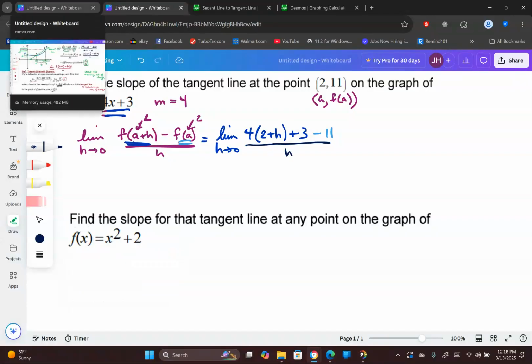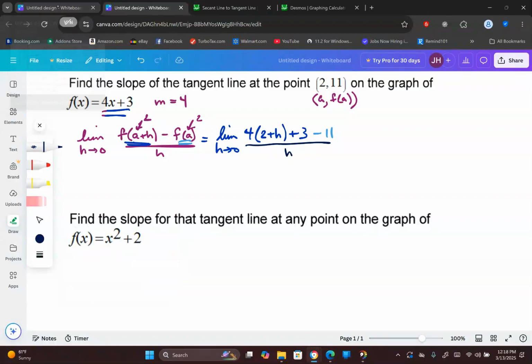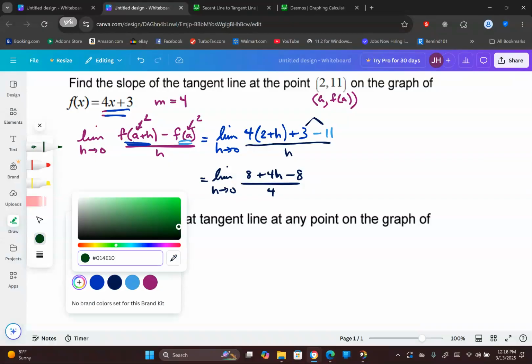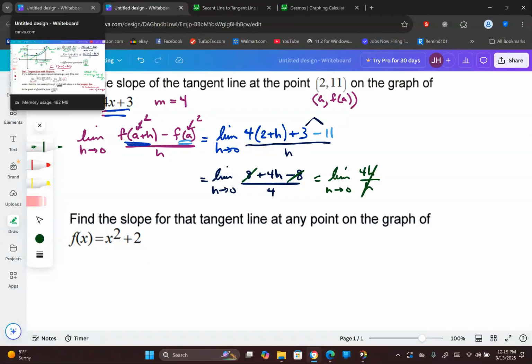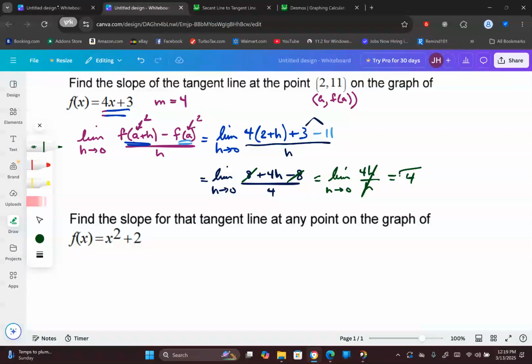So in the dark blue, that's f of a plus h, where a is 2. In the light blue, that's f of 2, f of a, that's 11. So we subtracted 11 all over h. Now how would this simplify? Well, we distribute, I get 8 plus 4h, and 3 minus 11 is negative 8, over h. And you should notice you've got some stuff that cancels here. I end up getting the limit as h approaches 0 of 4h over h, but then the h's cancel. What's the limit of a constant? It's the constant. It's 4. Holy crap. It gave me the slope of the line.